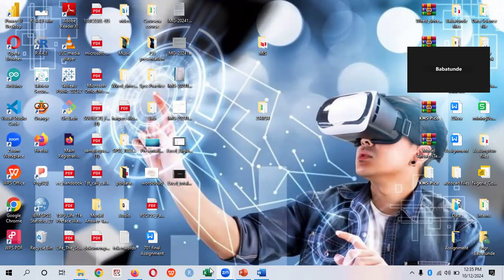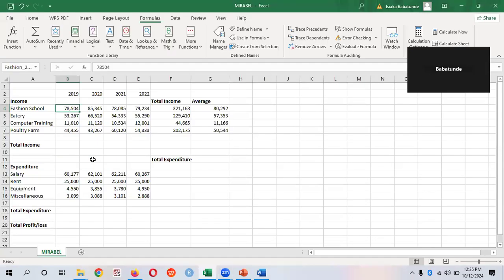So to do that, let's go back to the Excel. We want to find the amount generated by the 4 organizations yearly. As you can see, fashion school generated 78,000 in 2019, E3 generated 53,000, computer 11,000, poultry 44,000 in 2019. So how much does the company realize in 2019? To do that, we will add this to this, to this, and to this.